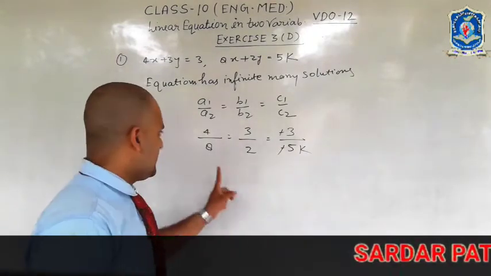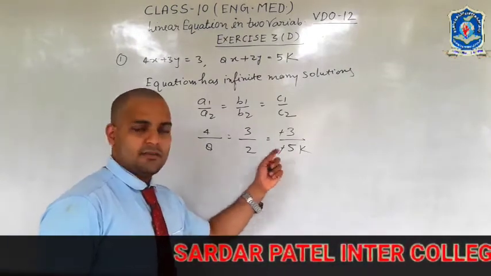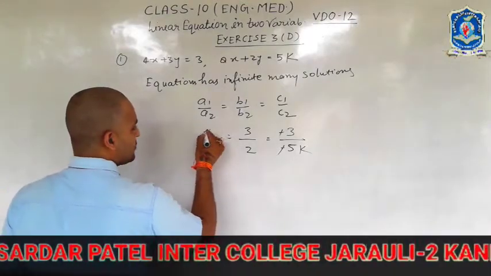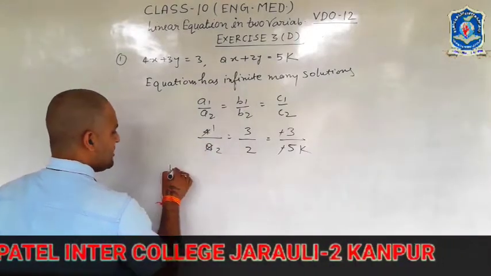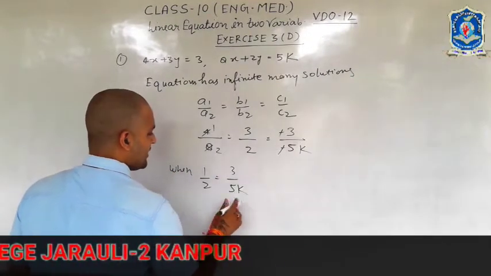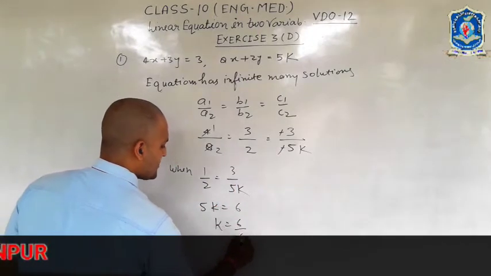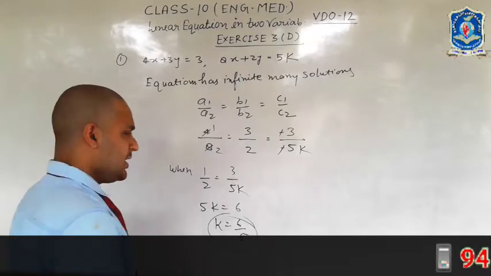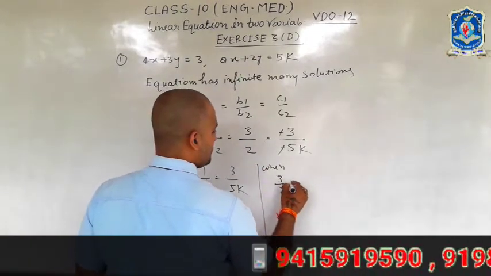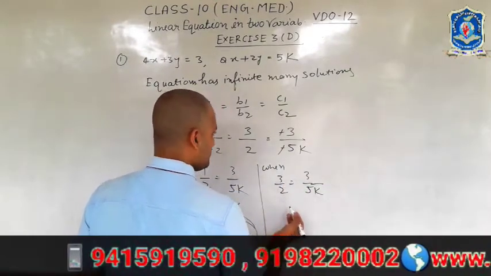If you take this and this, the value of k will be the same. If you take this and this, the value of k will be the same. Now we try: 4 ones are 4, 4 twos are 8. Then it will be 1 by 2 is equal to 3 upon 5k. Cross multiply: 5k is equal to 6, so k is equal to 6 by 5. If you want to check from here, then it will be 3 by 2 is equal to 3 by 5k, and that will be okay.